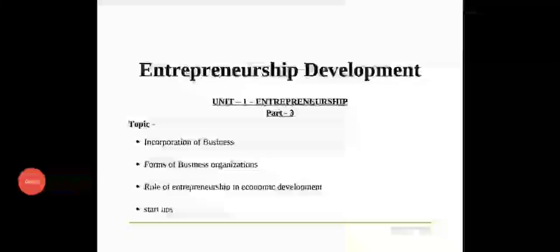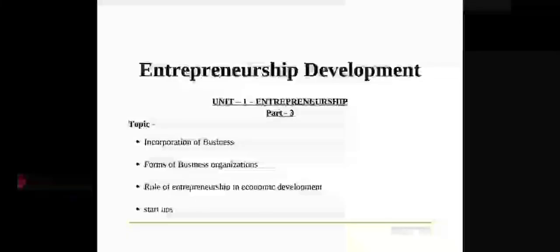Hi everyone, we are going to learn about the various topics in the first unit, entrepreneurship, namely incorporation of business and advantages and disadvantages of incorporation of business, forms of business organizations, that is, the various forms of business organizations, role of entrepreneurship in economic development, and startups. Startups also include the various benefits provided by the government to startups, which are discussed in these topics.